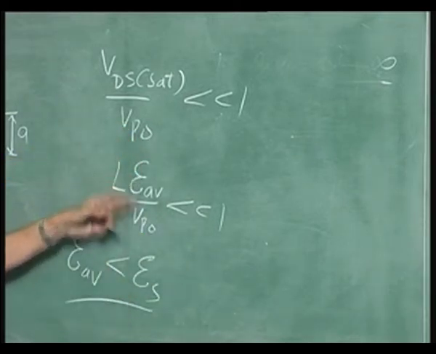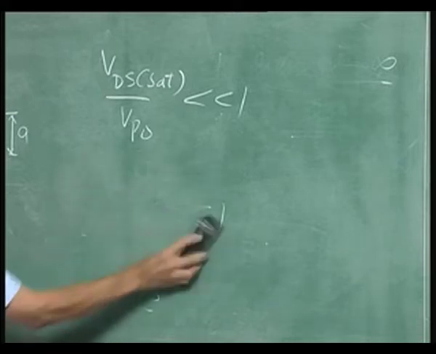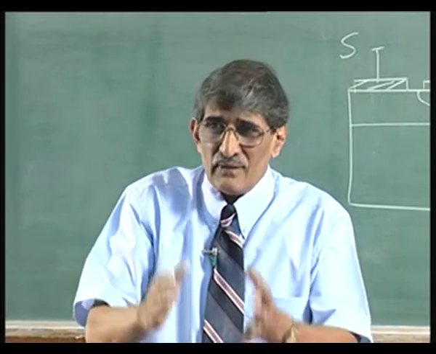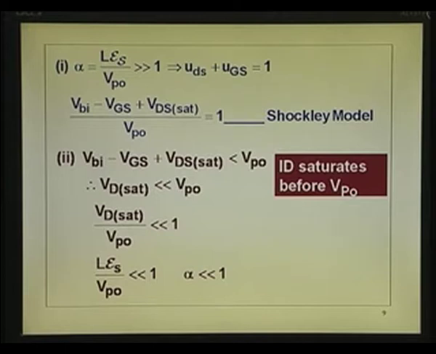So L into E of s, if I replace this by this, will be much less than that. Anyway, on average what you can say is V D sat by V P 0 is less than 1. So L into E of s, even if you take the maximum thing, is less than 1. At the best case you can have that. So you can have this quantity less than 1. In other words, alpha less than 1 or L E s less than 1 corresponds to that situation.